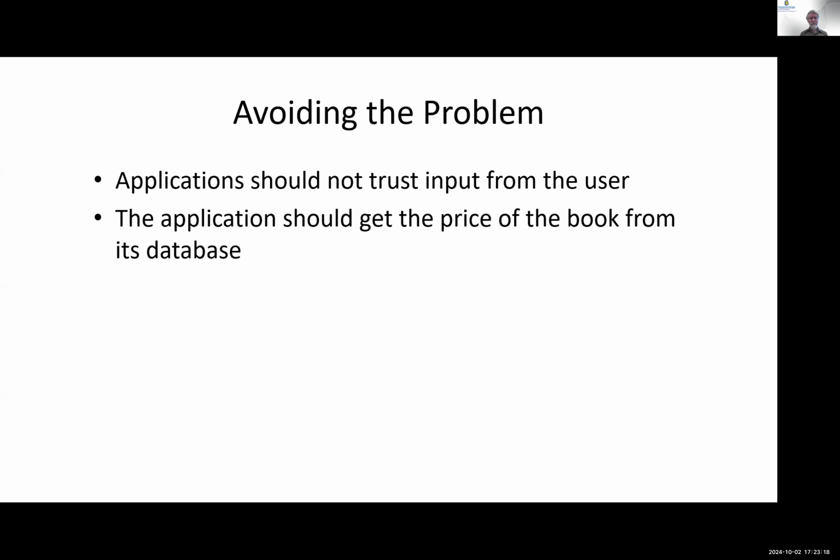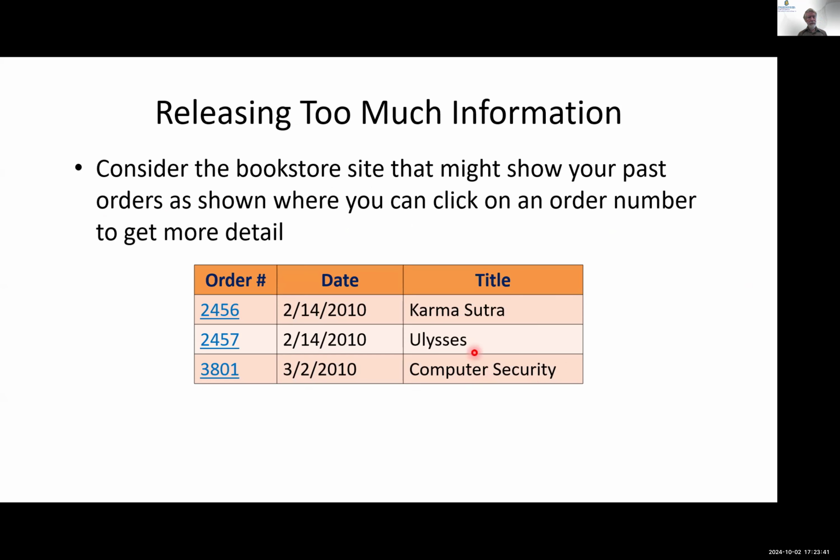Avoiding the problem. As you mentioned previously, we talked about SQL injection. Don't trust user input. The application should, in this case, get the price of the book from its database. Don't rely on the user sending that. It's fine for the user to send the quantity. It's fine for the user to specify which book. I mean, that's necessary. But after that, it should look up the price of the book on its server.